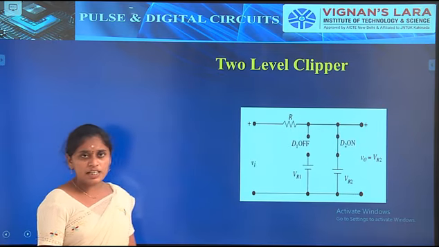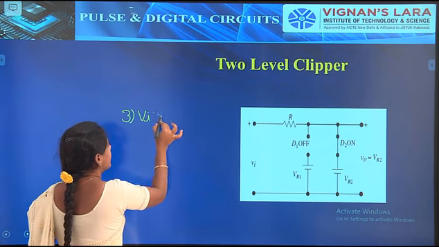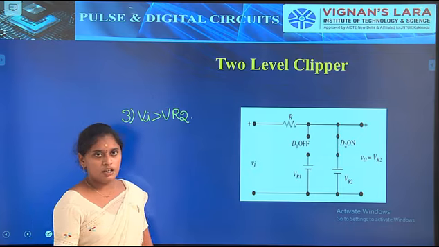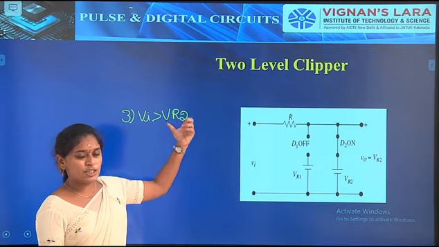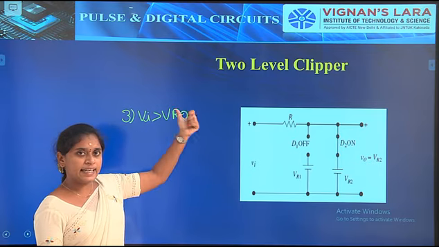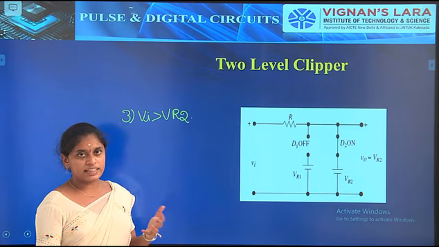And the last condition, that is VI greater than VR2. Let's check what happens. As we know, VR2 is 3 volts, so V input will be greater than this voltage. That may be 4 volts, so we take it as 4 volts.